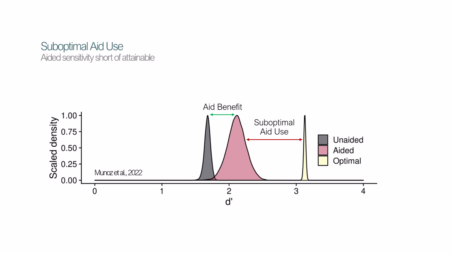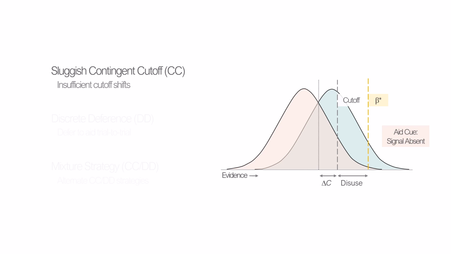However, if we want to increase the quality of aid use in applied settings and best guide system designers, we'd like to know what it is that operators are recruiting empirically. So here are some potential options. The first is what we call a slavish contingent cutoff strategy. This is the same CC process we discussed, but it just assumes that the operator doesn't shift their cutoff as much as they should if they were optimally depending on automation.